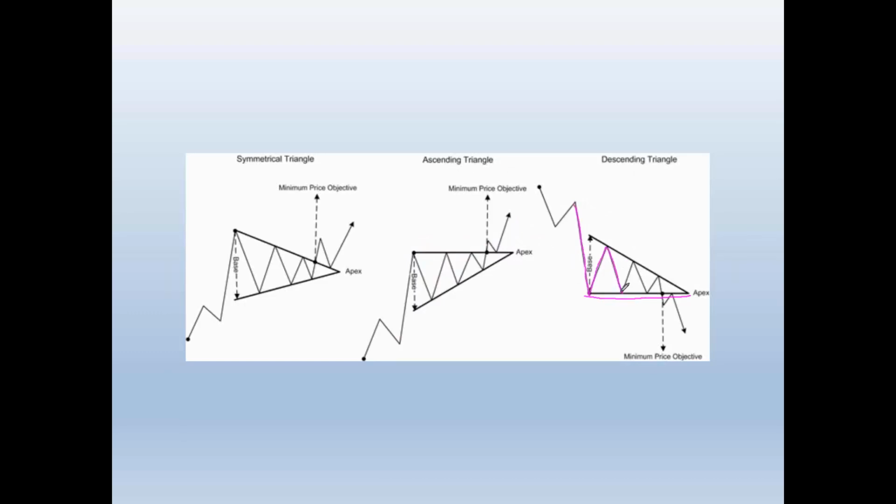The descending one is making lower highs, but it keeps repeating this low, right? That's what gives you the clue that something's about to happen. Basically, it's about to break out. You need to avoid getting in anywhere in here. You need to wait until it breaks out before you start projecting.